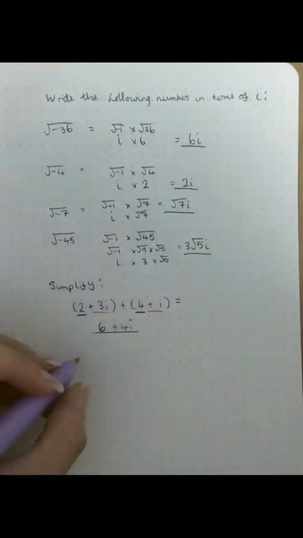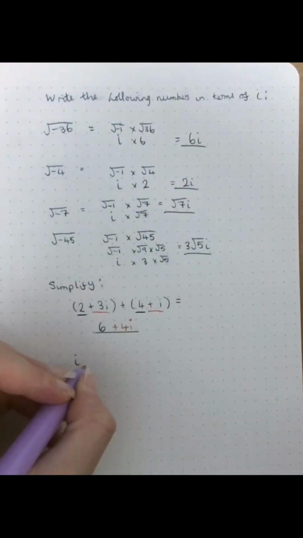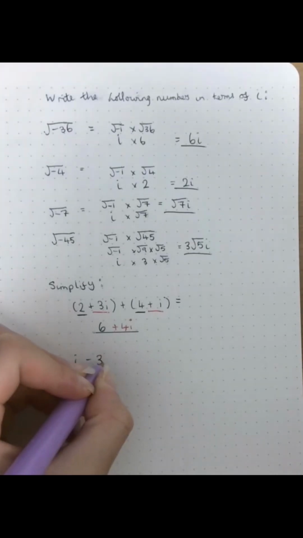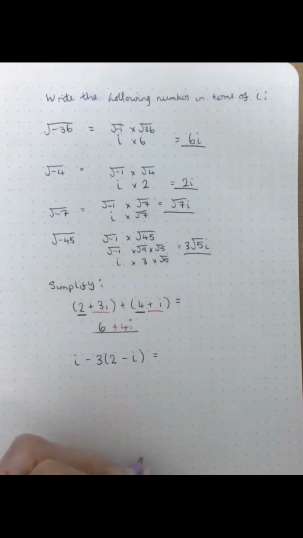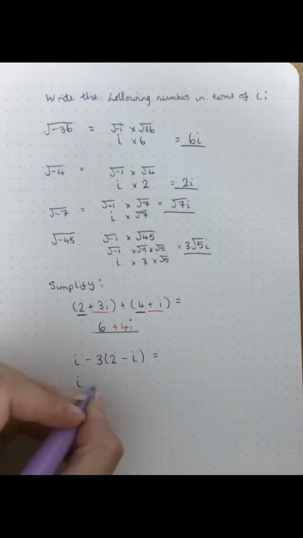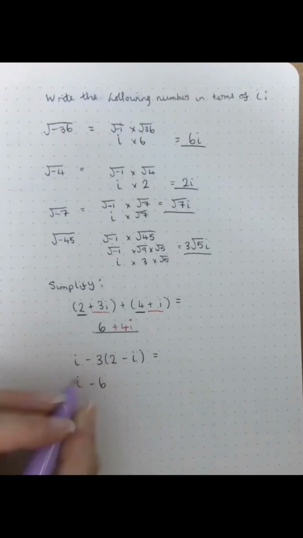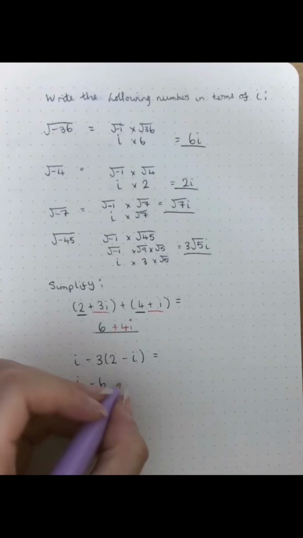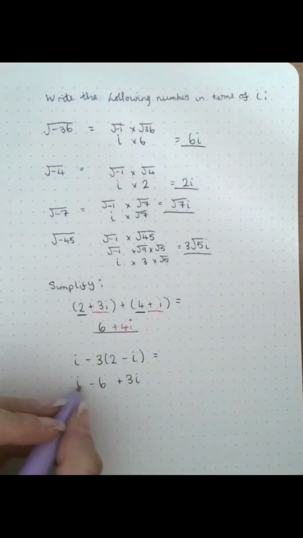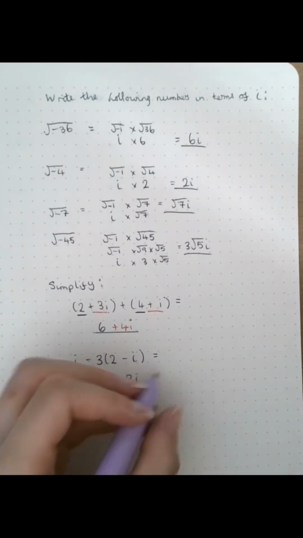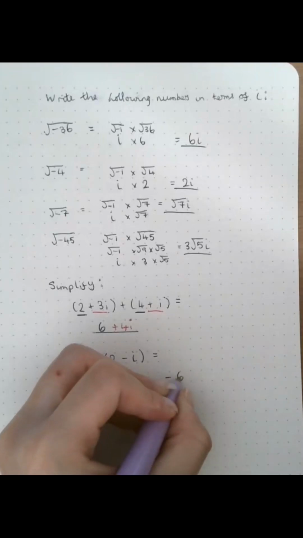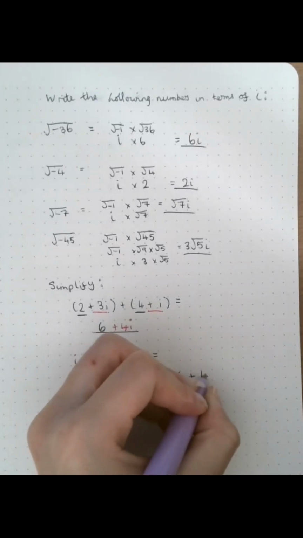It's i minus 3 lots of 2 minus i. So I first will just expand that bracket out, so I end up with i here minus 6, and then we have a minus 3 times by minus i, so that will give us plus 3i. Then the i plus the 3i will give us 4i, so that will be minus 6 plus 4i.